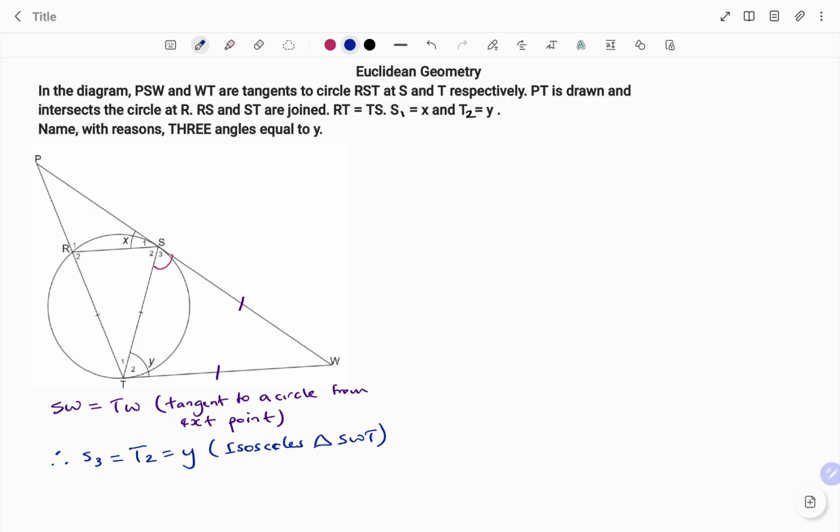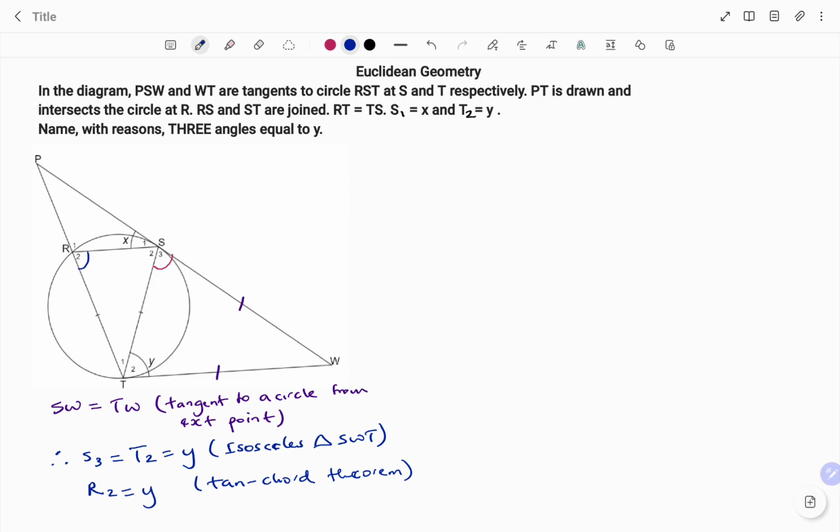Also, we have angle R2 is equal to y. That's the tan chord theorem. Remember, we have to find 3 angles equal to y. So we've found the first one, the second one, we need the third.